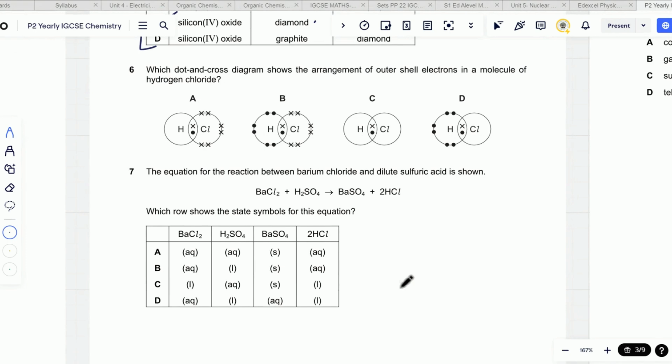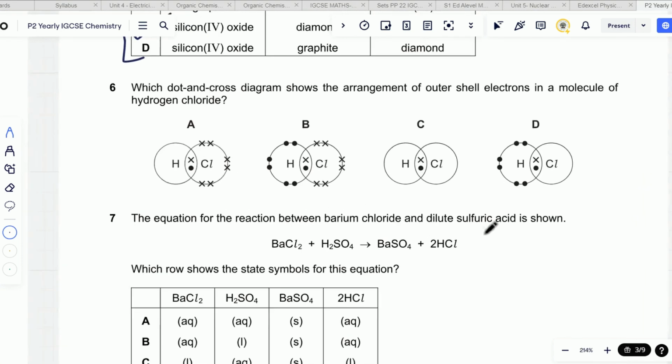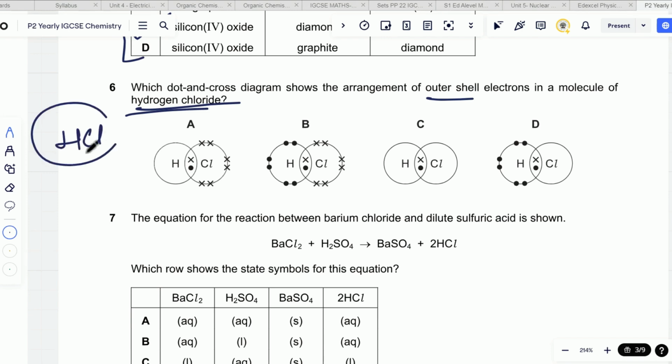What does question number 6 say? Which dot and cross diagram shows the arrangement of outer shell electrons in a molecule of hydrogen chloride? How do we solve this one? They are saying we have to show the arrangement of outer shell electrons in a molecule of hydrogen chloride. So hydrogen chloride is what? HCl. So how many electrons are there in hydrogen? Very good. So I can simply cancel out B and D, because this is showing way more than one electron in both of them. So the answer is going to be either A or C.